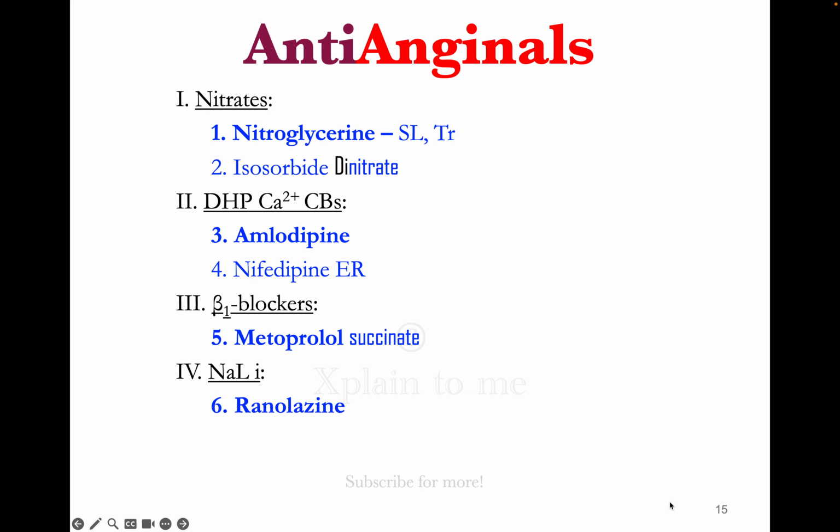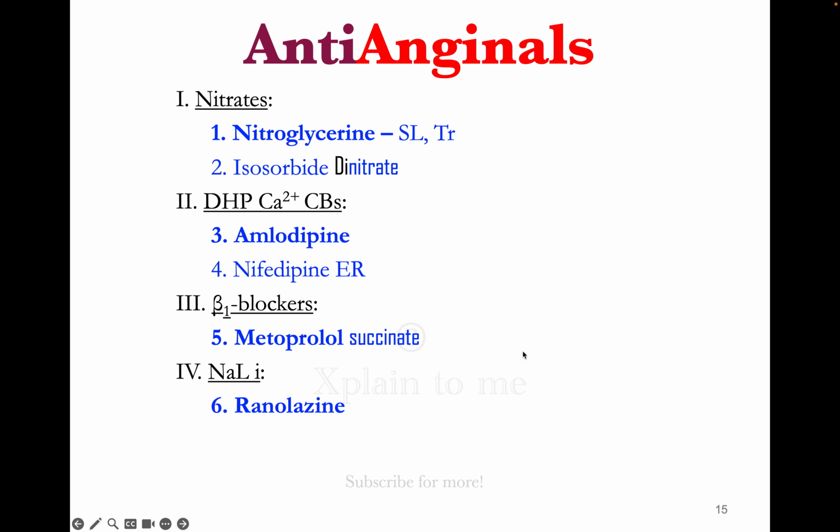This is the summary of anti-anginal drugs. There are only 4 classes of drugs, 1 drug each. I want you to remember, very super important. Nitrates, dihydropyridine calcium channel blockers, beta blockers, and late inward sodium current blockers.